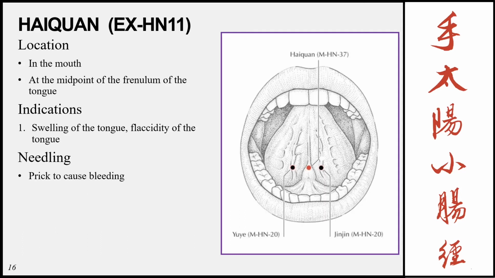The next point is Huaikuan, EXHN11. This point is also located in the mouth at the midpoint of the frenulum of the tongue. So here's the frenulum of the tongue over here, and we've got to find the midpoint of it around here. This point will be used for swelling of the tongue, flaccidity of the tongue, and once again we don't needle this point, we prick this point to cause bleeding.